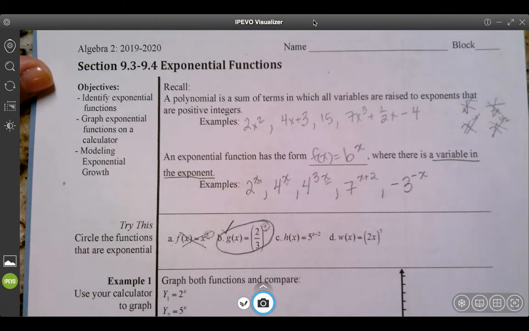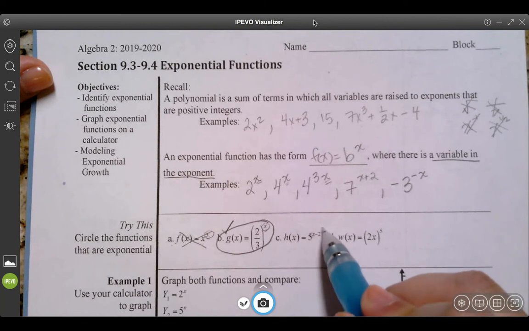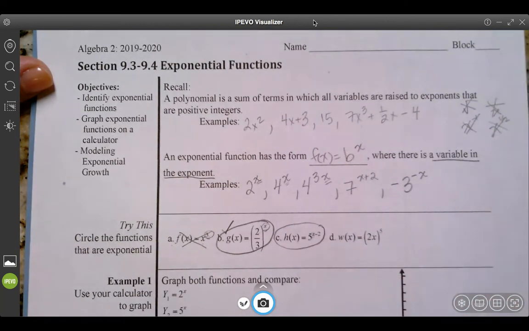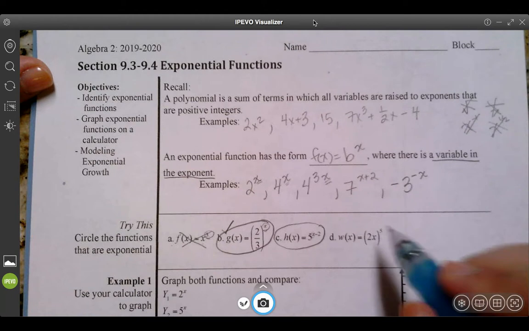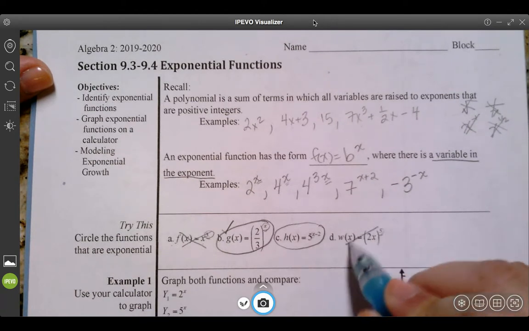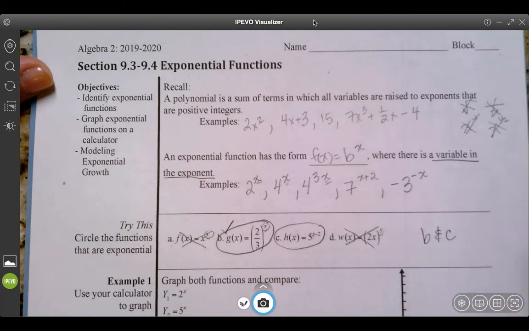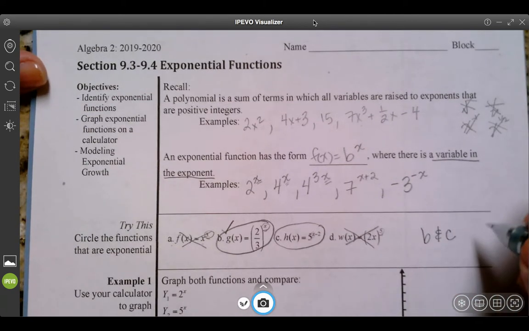Circle. Part C, 5 to the x minus 2. Variable is in the exponent, so this is an exponential function. And then 2x to the fifth, the exponent does not have a variable, so this is not an exponential function. So your answer should be B and C only.